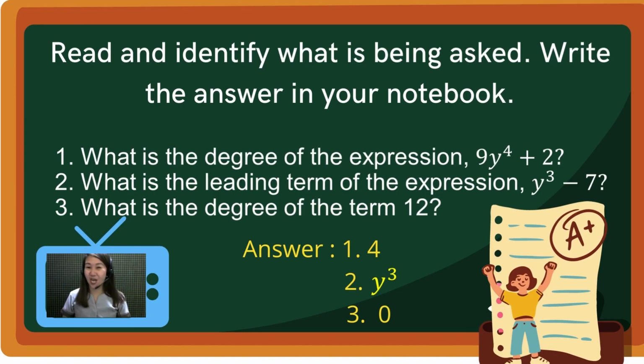Time's up. Check your own work. If your answer for number 1 is 4, and for number 2 is y cubed, and for number 3 is 0, then you got a perfect score. Congratulations!